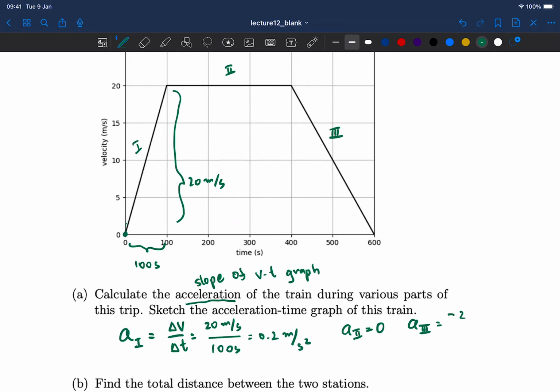So that's going to be minus 20 again, that's delta V, meters per second. Because eventually it's going to stop, so delta V is negative. But the time taken is longer here. The time taken for the last part is 200 seconds. So altogether you get minus 0.1 meters per second squared, something like this.